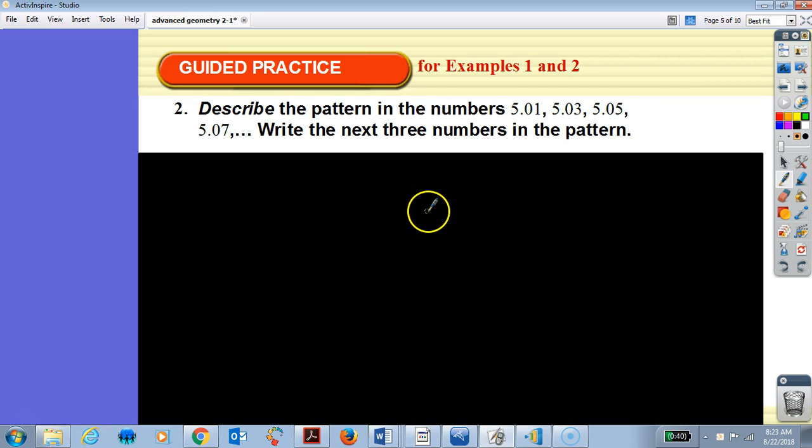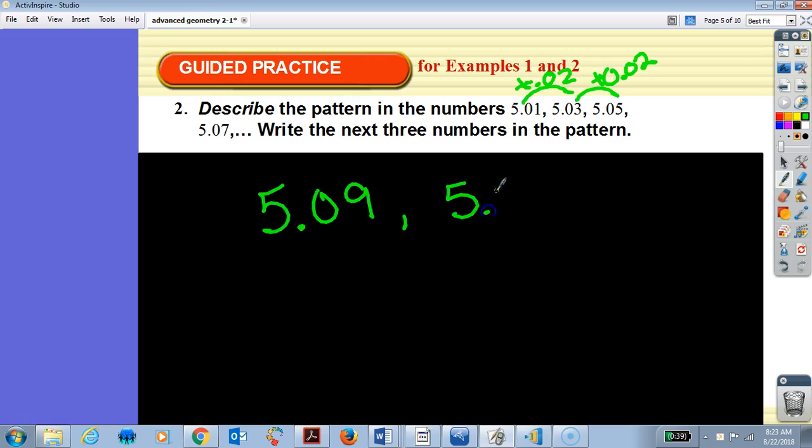Describe the pattern in the numbers 5.01, 5.03, 5.05, 5.07. What's the pattern? We're adding what? Plus 2 cents. If you think about money, it makes more sense. So if we're adding 2 cents each time, $5 and a penny, $5.03, $5.05, $5.07, $5.09, $5.11, $5.13. Do you guys see how if you think about money, it makes more sense?